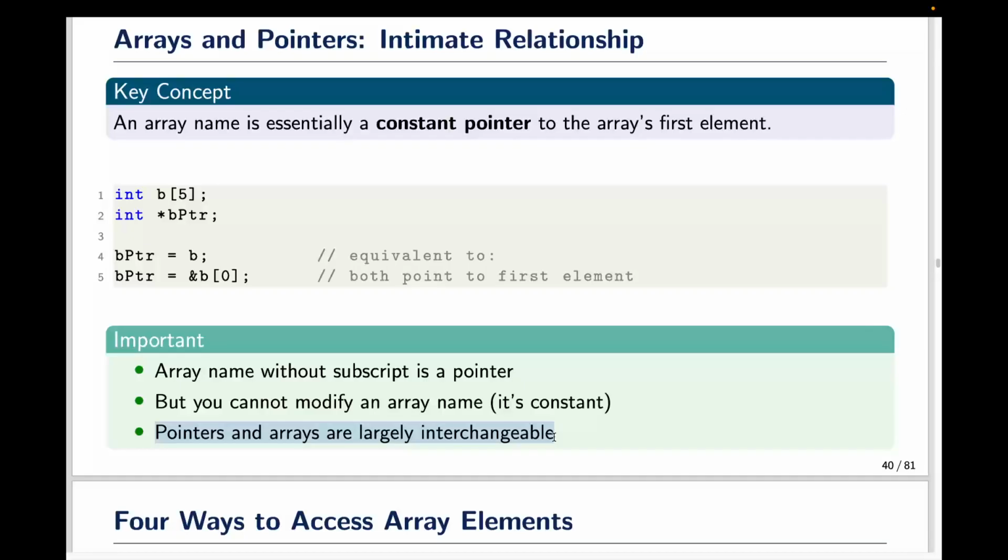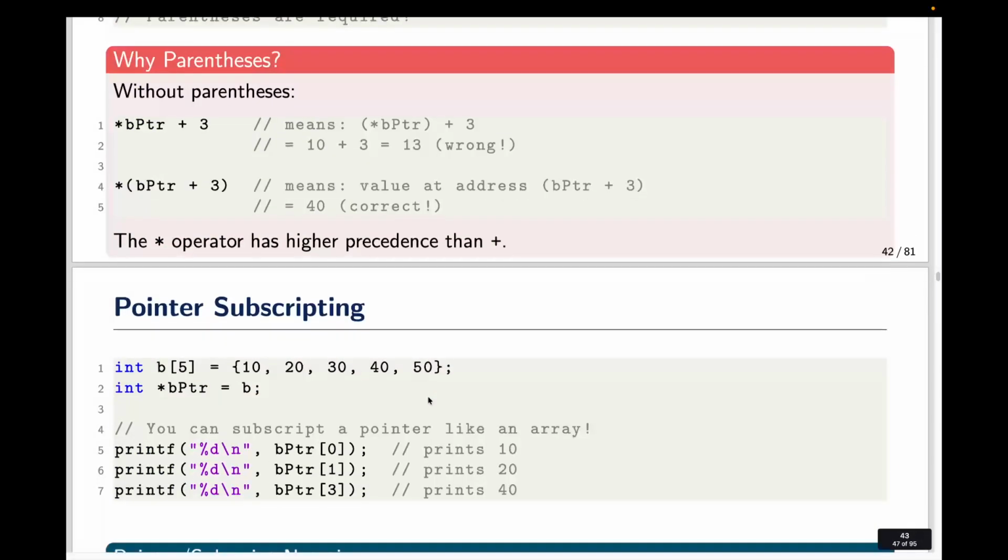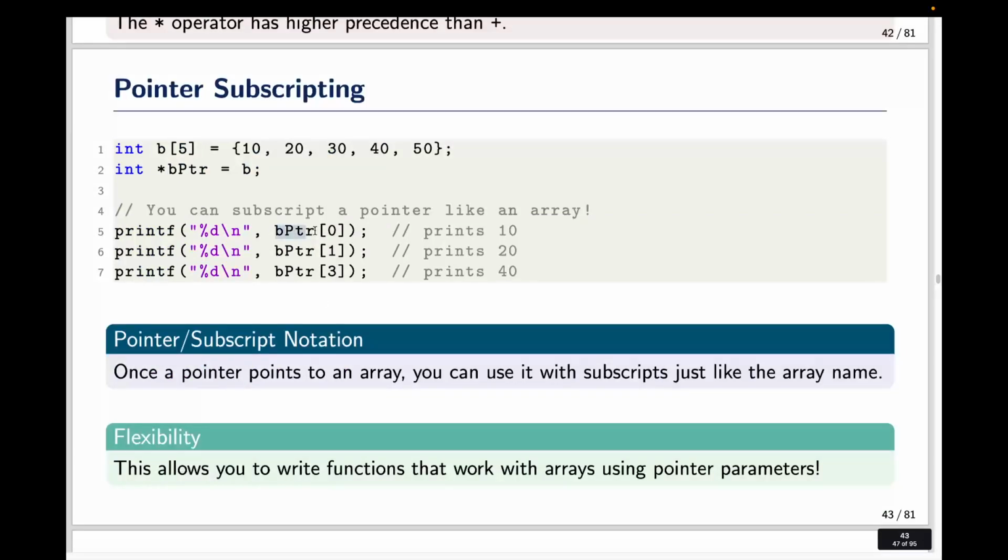Pointers and arrays are largely interchangeable, because what you are doing over there is making bptr and b exactly the same. In this line you are using bptr, but actually it is pointing to b. So you can see that instead of using b, you are just using bptr, and it is pointing to that, because bptr has already been declared as a pointer pointing to b. So they both are exactly the same thing.